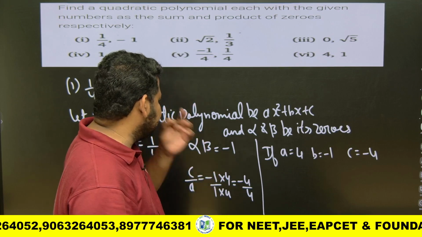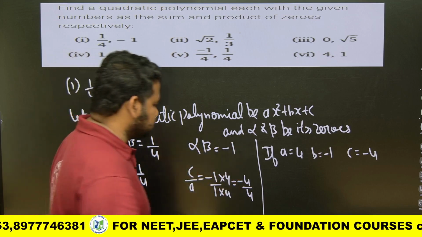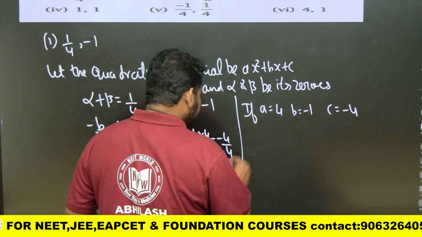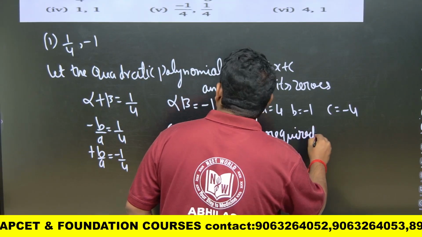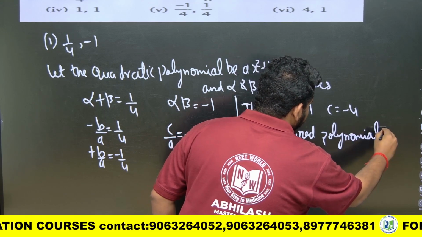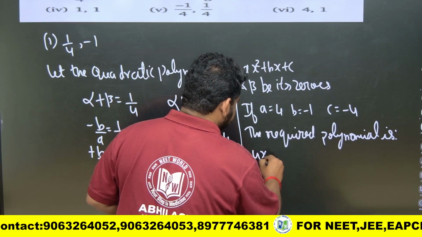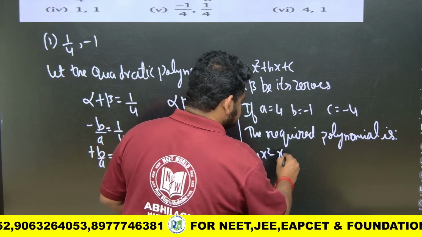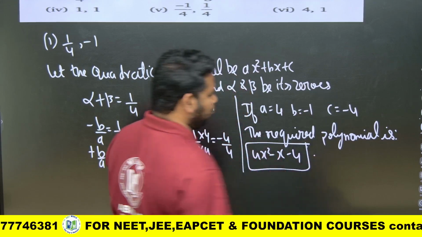So the required polynomial is, wherever ax square plus bx plus c is there, I have to put this value. So here I can write the required polynomial is ax square plus bx plus c. A is 4, so 4x square plus bx, b is minus 1, so minus x, plus c. C is minus 4. This is the answer. This is the polynomial that is required.